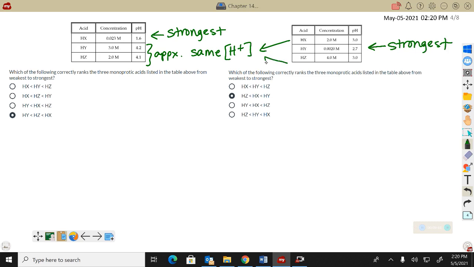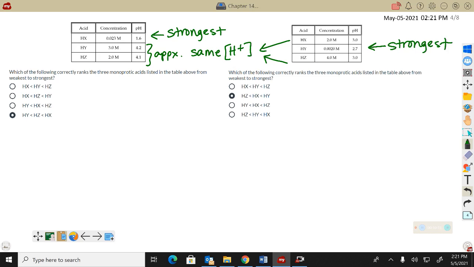They have the same pH, so they have the exact same amount of hydrogen. But one of them had to be more concentrated in order to get that amount of hydrogen. So that must be the weaker acid. The weakest acid is the one that's the most concentrated, but then it's giving me the higher pH. And so in the example on the left, it would be the HY that must have been the weakest. And on the right, it must be HZ that was the weakest.